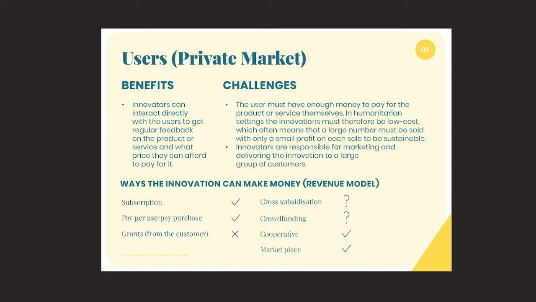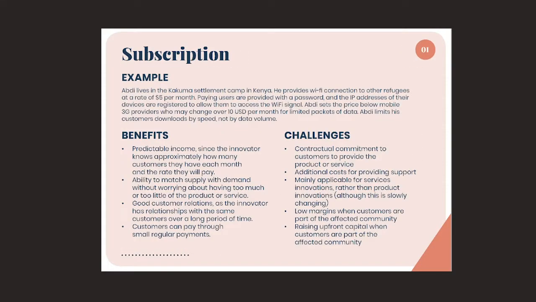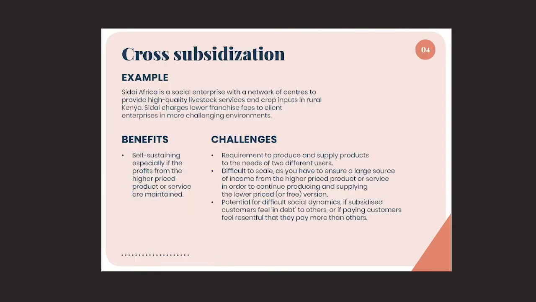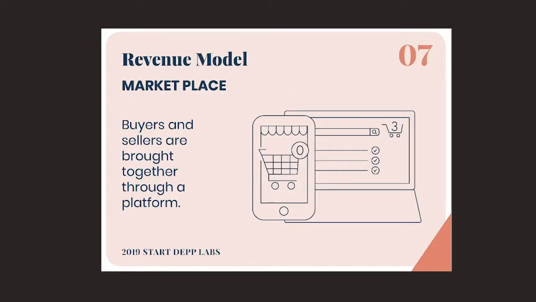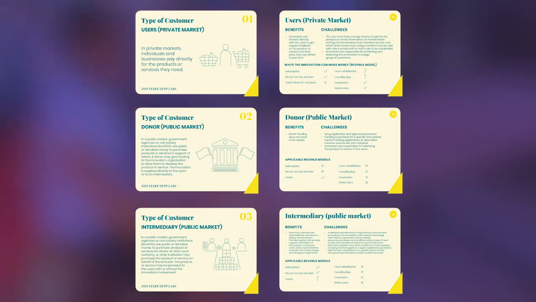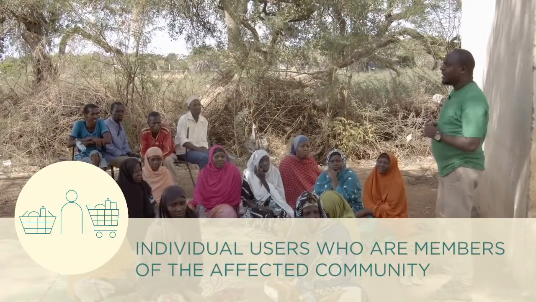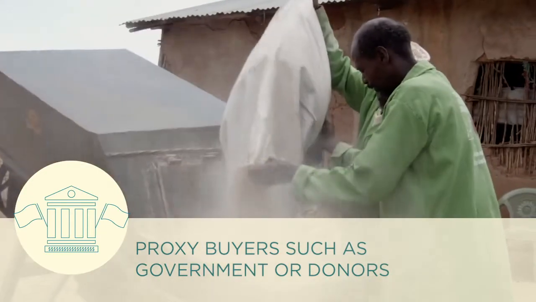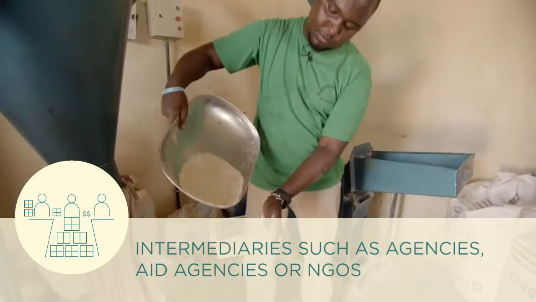The purpose of the cards is to present the different models that we have identified that suit humanitarian contexts, highlighting their successes, challenges, and risks. This is so that innovators can think through the different models and how best they fit their innovations. The first set of cards help the innovator explore the potential buyers. There are 3 options: individual customers who are the members of the disaster-affected community, proxy buyers such as government or donors, and intermediaries such as aid agencies or NGOs.